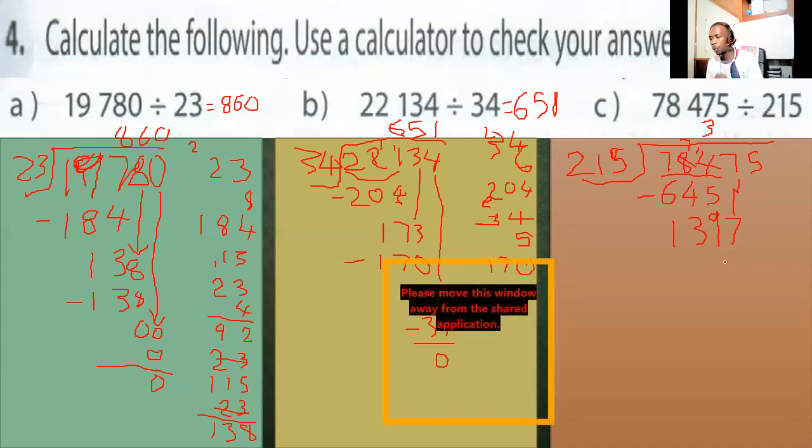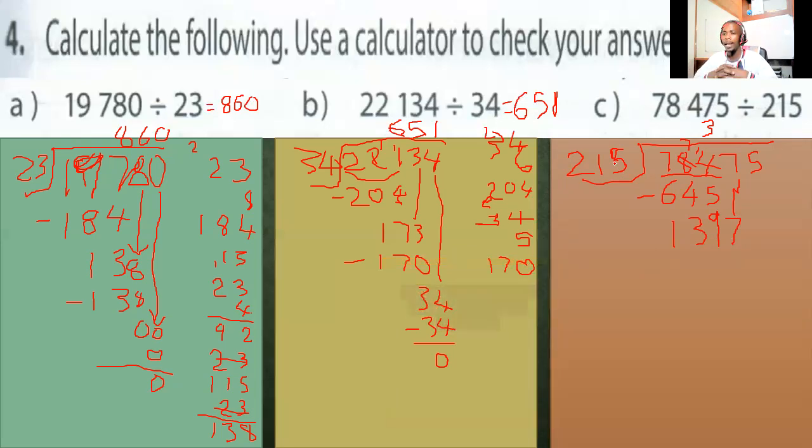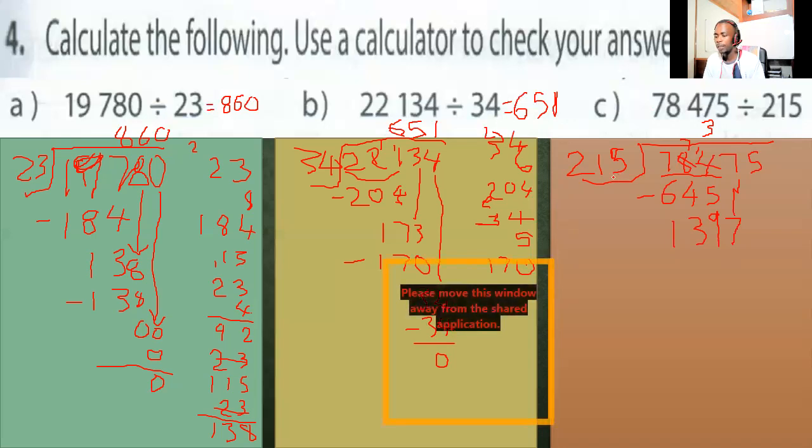What I know is that 200 can enter into 1,200 6 times, right? So I'm estimating. Remember, I was talking about estimation as one of the excellent tools to use in maths, right? Now, 6 times 215, I know 6 times 15, it's 90. 6 times 200, it's 1,200. So my answer is 1,290. So I put 6 here.